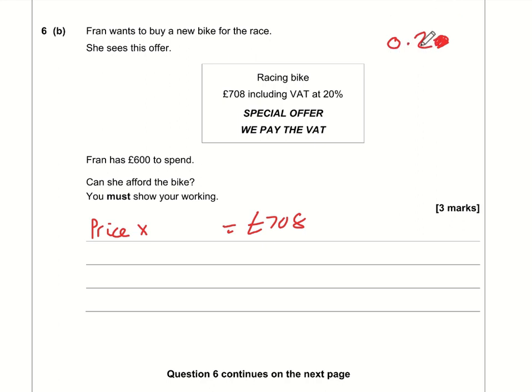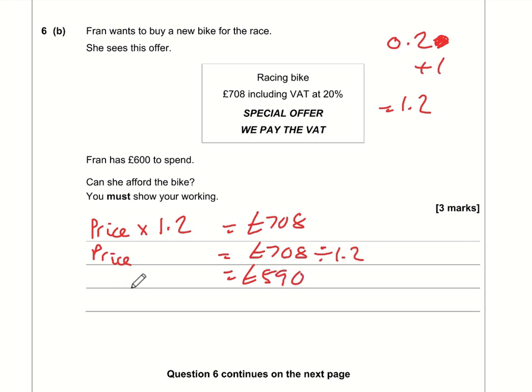This is the multiplier we use if you're calculating 20% of an amount, but if we want to increase by 20%, we add 1 to this figure, so 1.2. So this is the multiplier we use to increase by 20%. The original price, which is what we're trying to work out, was multiplied by 1.2 to turn it into 708. So the original price would be £708 divided by 1.2, and that is 590. Can she afford the bike? Yes. Fran has £10 left over. Or yes, she can afford the bike. There we go. Tricky question, that one.